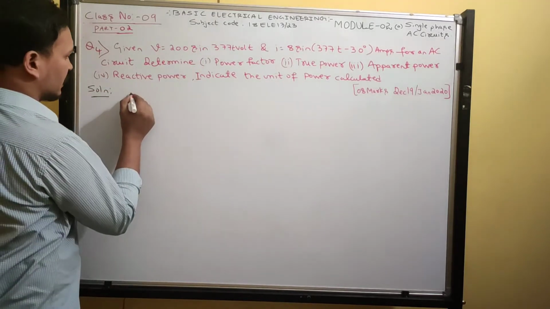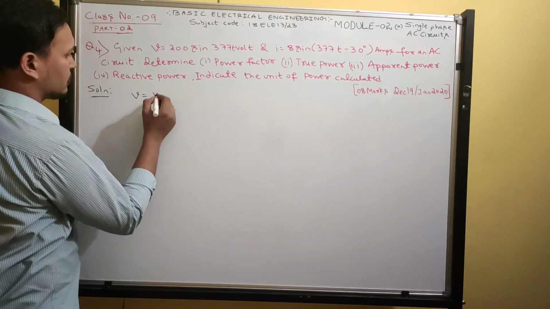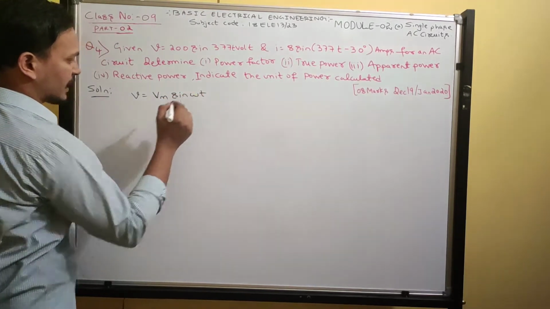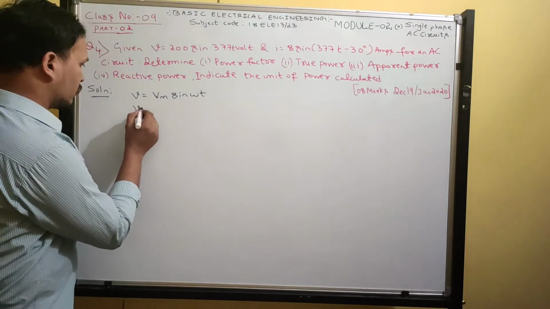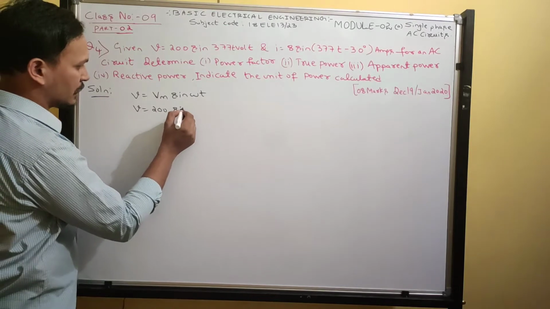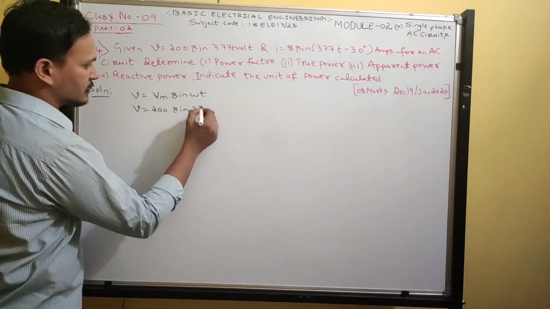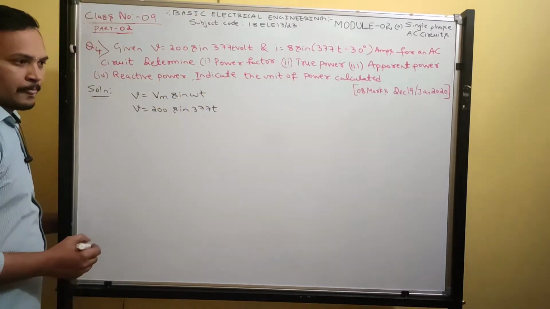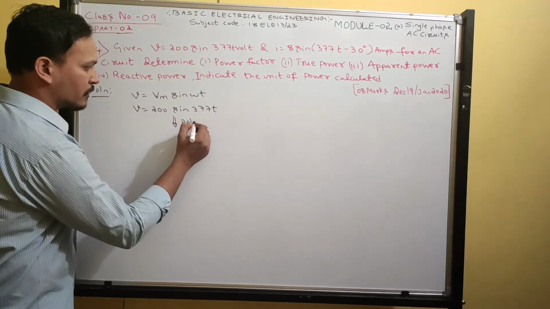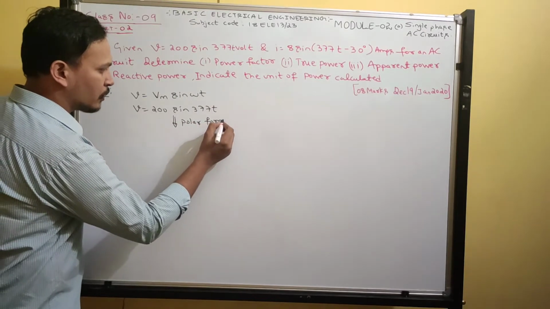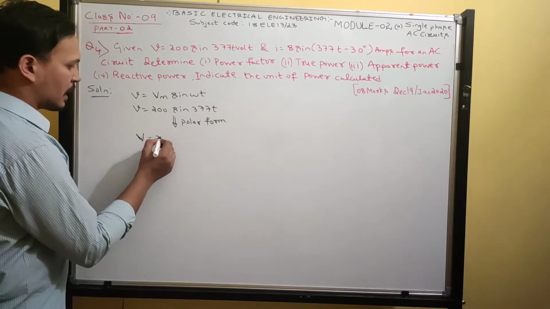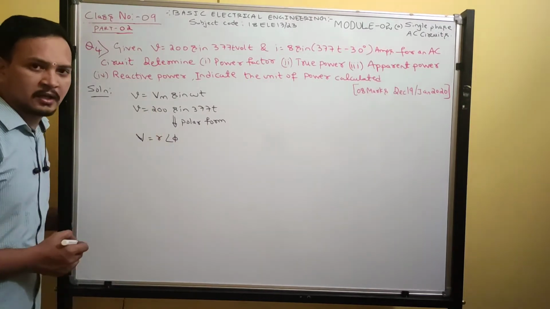So guys, what is given, you can copy down. What is the standard instantaneous equation? V is equal to Vm sine omega t. Now what is the maximum voltage given? 200 into sine. What is omega given? Omega is 377 t. Now you convert this instantaneous voltage into polar form. In polar form, it becomes R at an angle of phi.